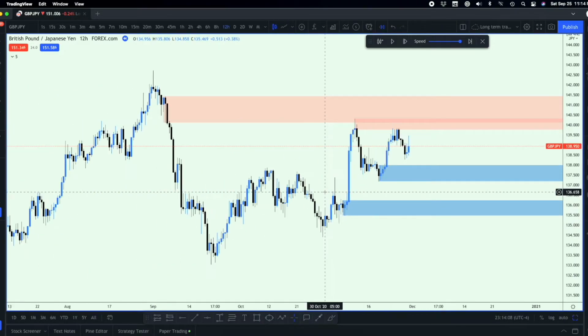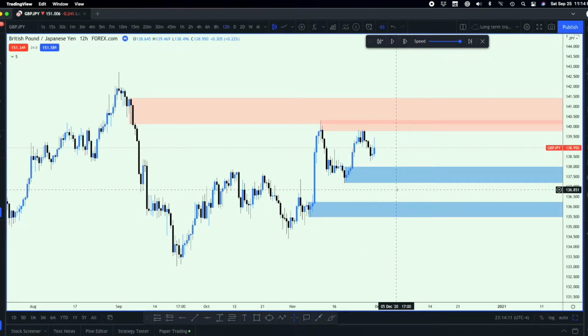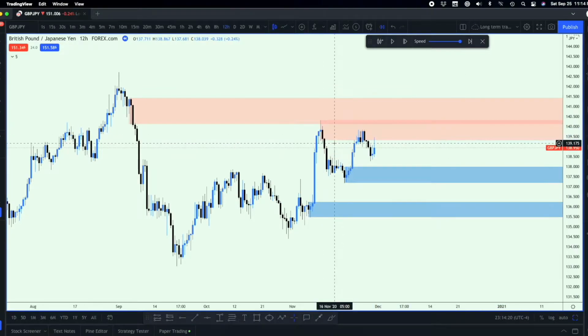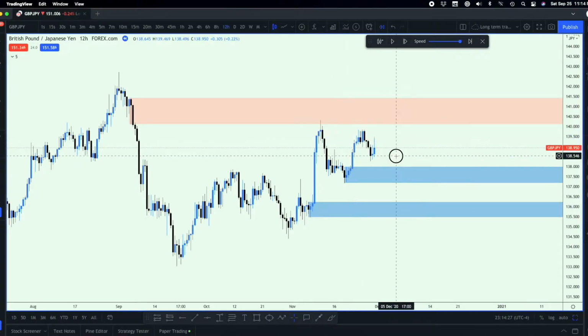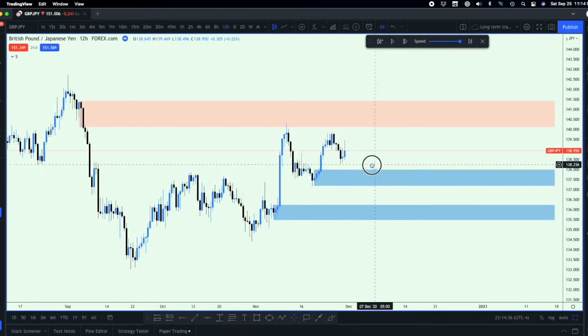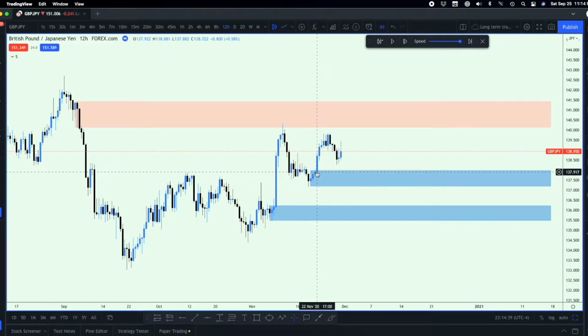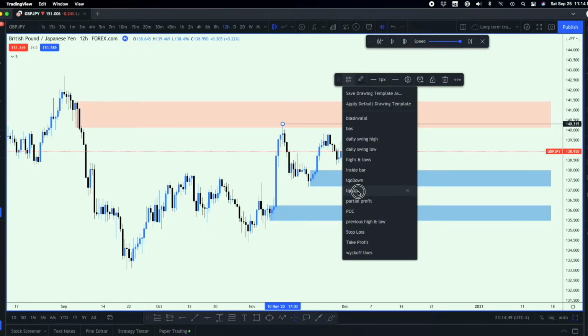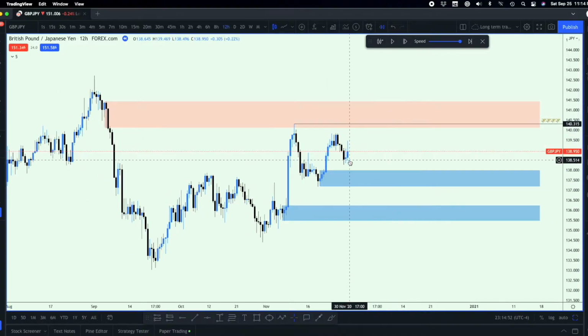Trying to build a bias. This one looks fine. This one here, mitigated. Mitigated. Actually, take that one off. Wicked. Last down move for the up move. Somewhat mitigated. I see this. That's money. Okay, yeah. Come up here.